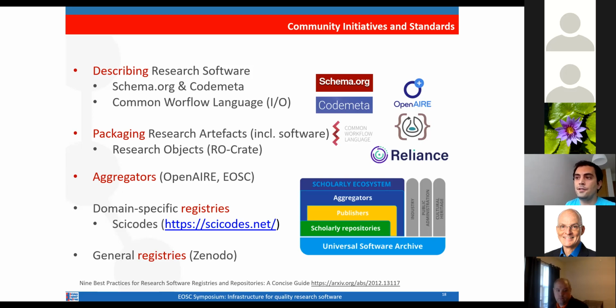Then we have aggregators like OpenAIRE, which are fantastic because they aggregate a lot of metadata and try to identify whether two different pieces of software are the same or not. And then we have domain-specific and general metadata registries where one can deposit their work, such as Zenodo. A community around these registries is also emerging to define best practices that the owners of these resources should follow in order to make sure that people know what they are getting into. Next slide, please.